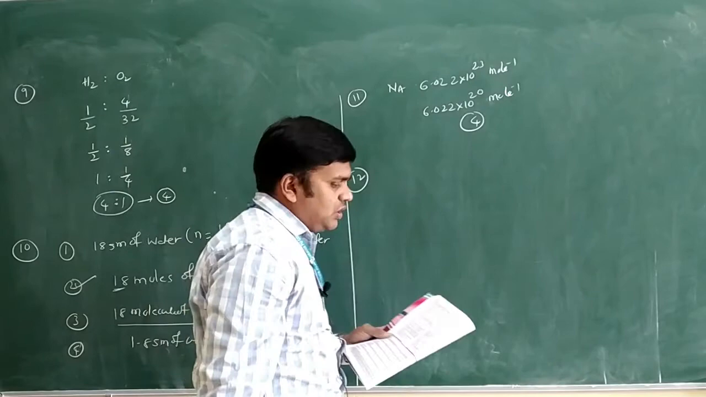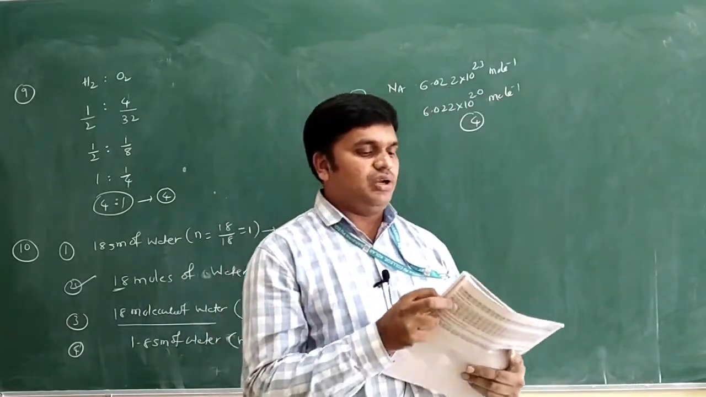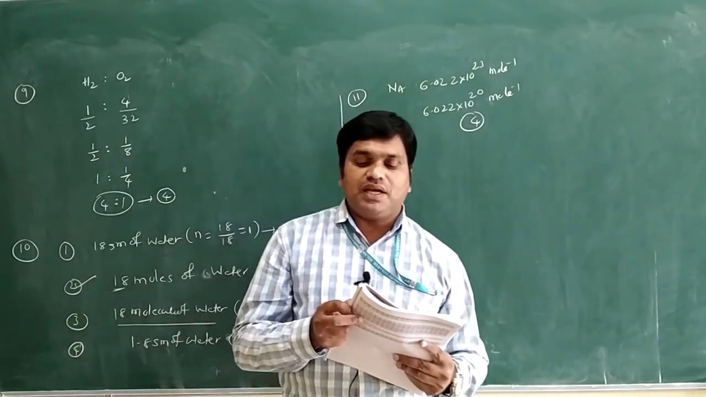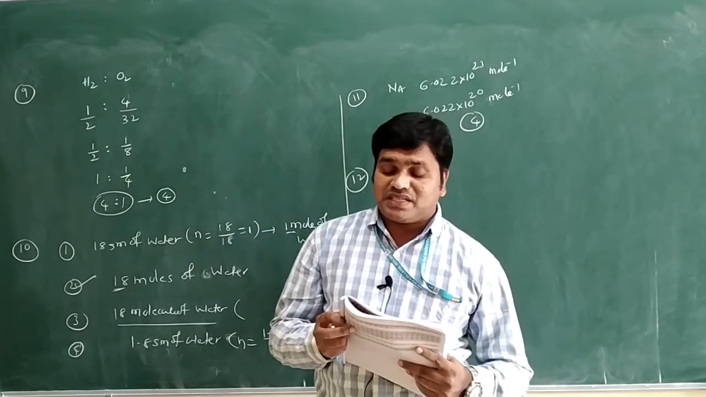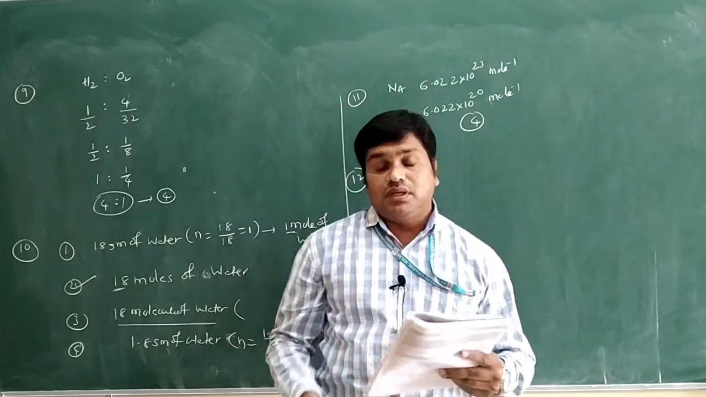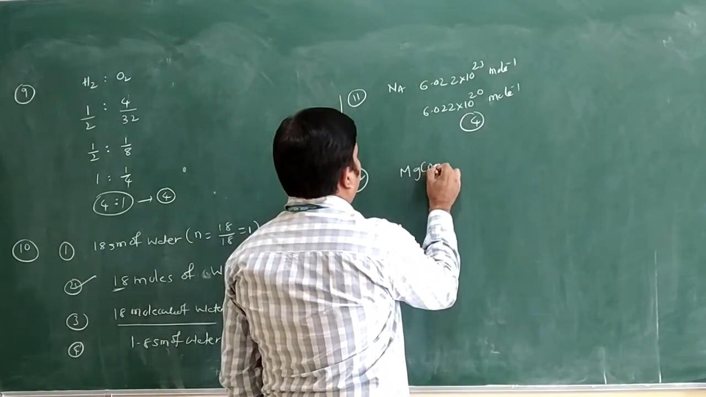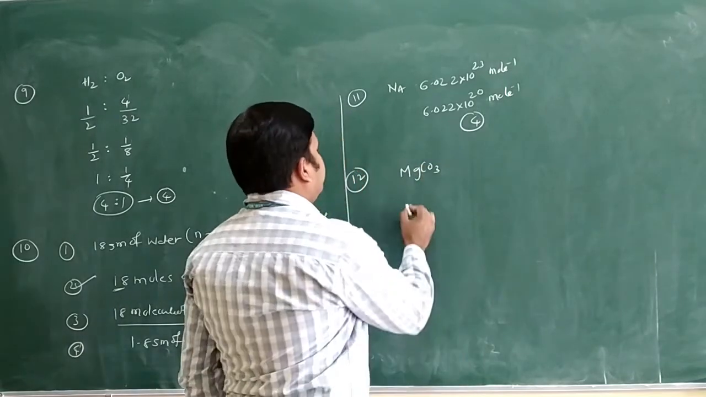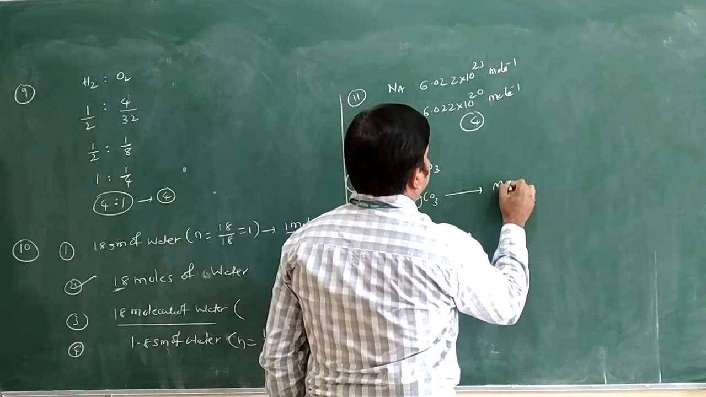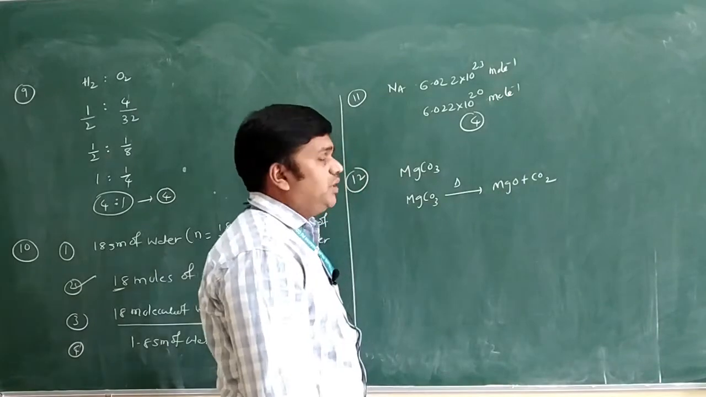See question number 12 we have. 2 grams of magnesium carbonate sample decomposes on heating to give carbon dioxide and 8 grams of the magnesium oxide. What is the percentage of the purity of the magnesium carbonate in the sample? What is the formula of the magnesium carbonate? Magnesium carbonate formula MgCO3. If magnesium carbonate undergoes decomposition, it will form MgO plus CO2. After heating, it will decompose to magnesium oxide.